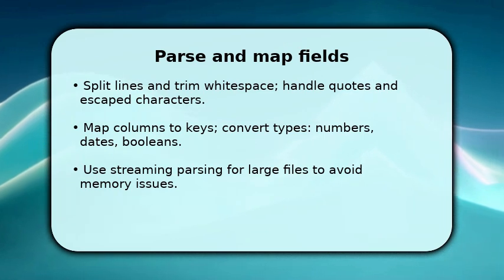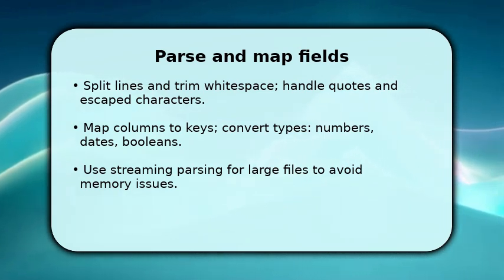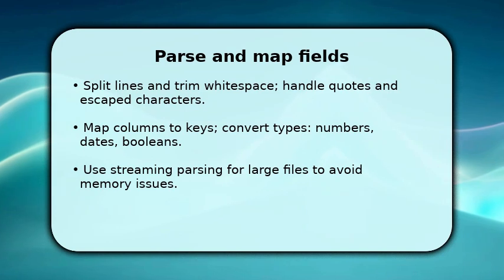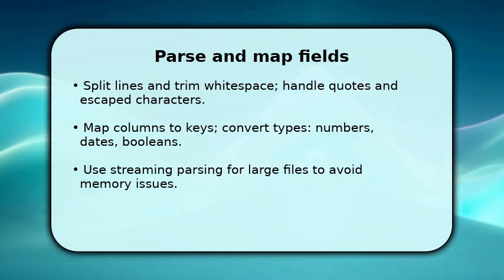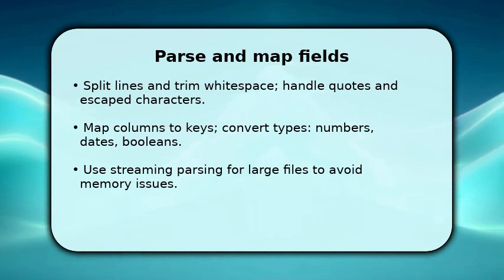For large files, stream input and emit JSON objects incrementally to avoid memory spikes. For small files, building an in-memory array is fine. Test with your sample to validate types and keys.